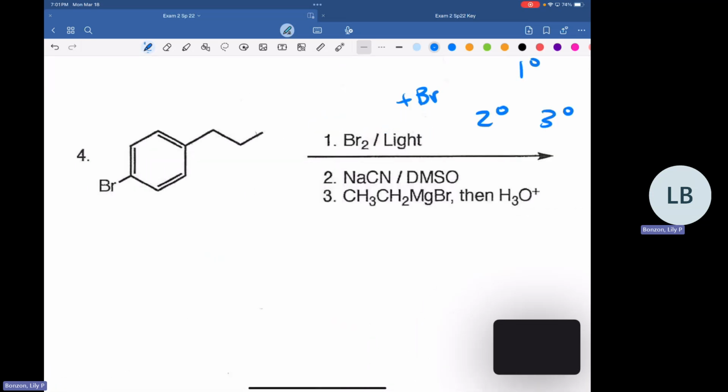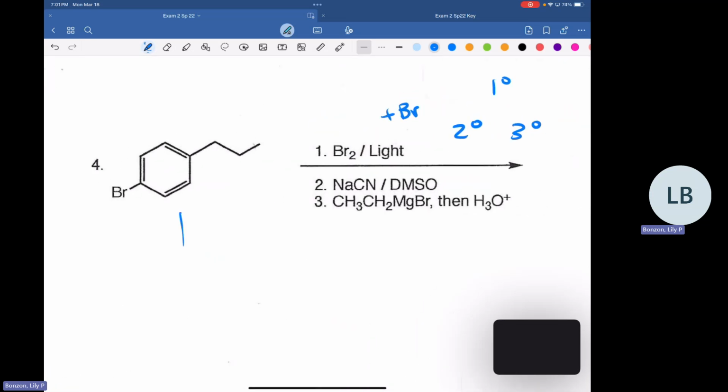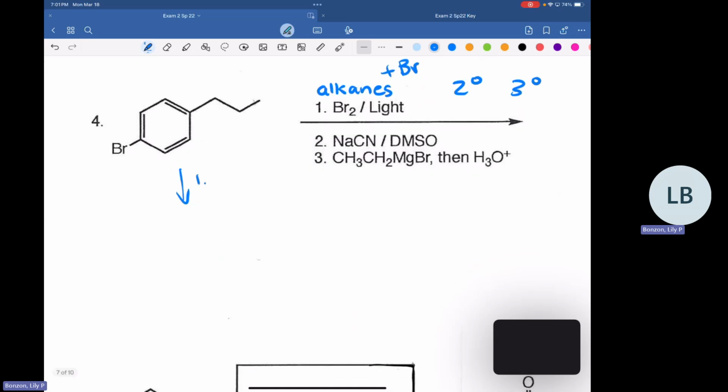So when we look at this structure that we've got, we have a benzene, it's got a bromine on it, and then we've got this alkyl chain over here. Another thing to remember, this one is just for alkanes. So we're not going to be adding this bromine onto the benzene ring. That would have to do one of the special reactions that we learned in the aromatic reactions. So instead, we're just going to add this bromine onto this carbon chain here.